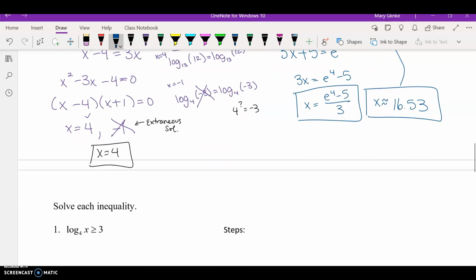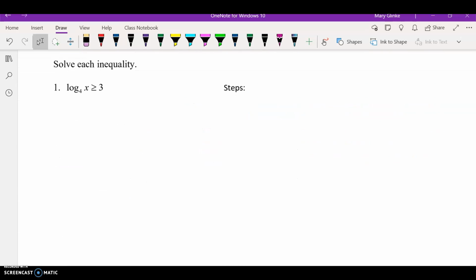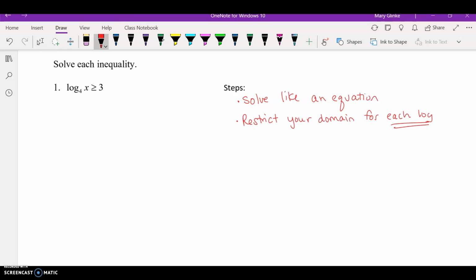So now we're going to move to solving log inequalities, and it's going to be remarkably similar. You're going to solve it the same way you would an equation. So solve like an equation. But then after you do that, you're going to have to restrict your domain for each log in the problem to be greater than 0. And lastly, after you do that, your solution is the overlap.